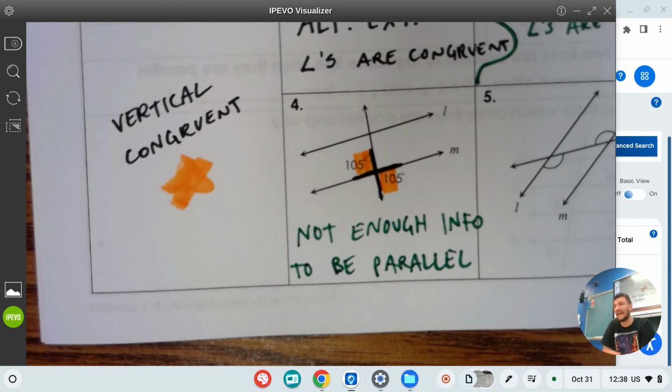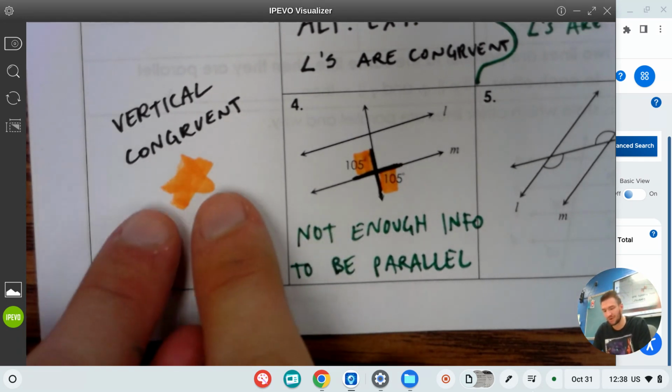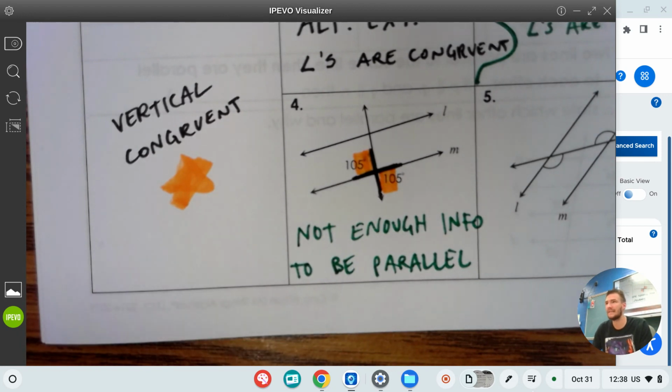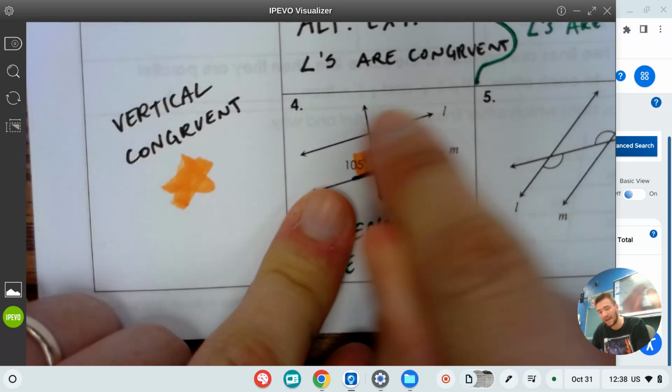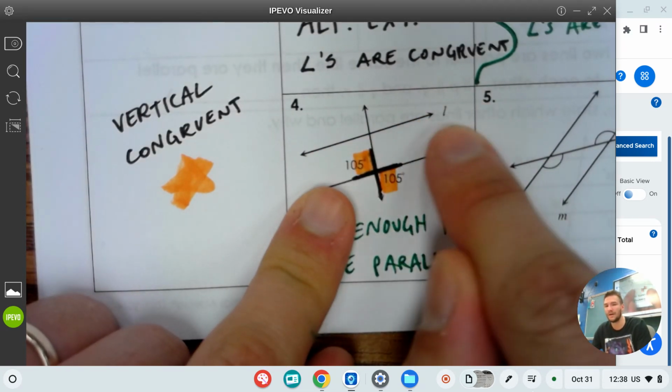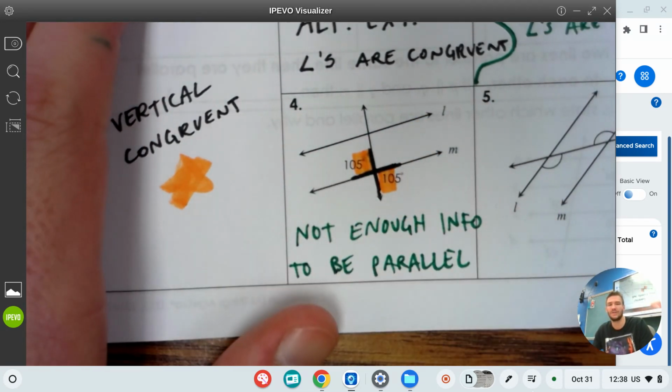All right, so not every question is just yes. You don't just say, boom, sure, congruent, they're parallel. Not every time. Verticals specifically don't work because the issue is we have no information on line L whatsoever. We only have information on line M.